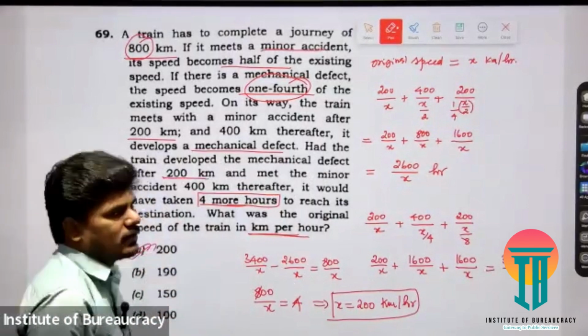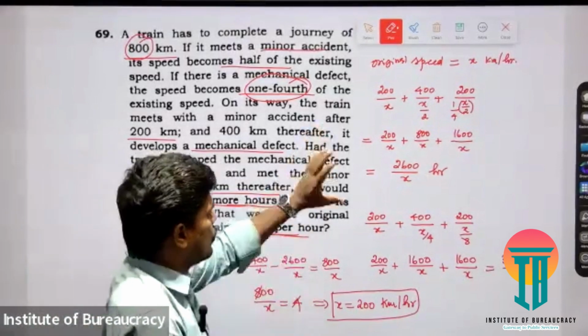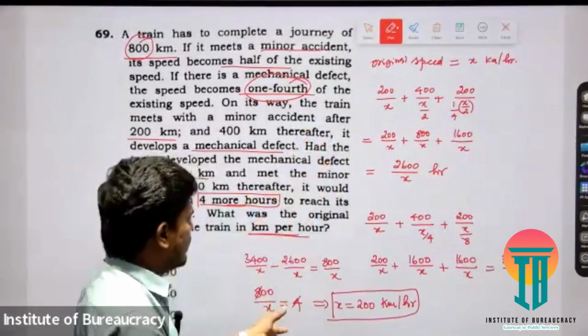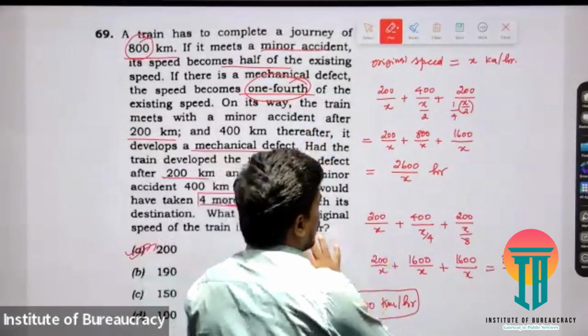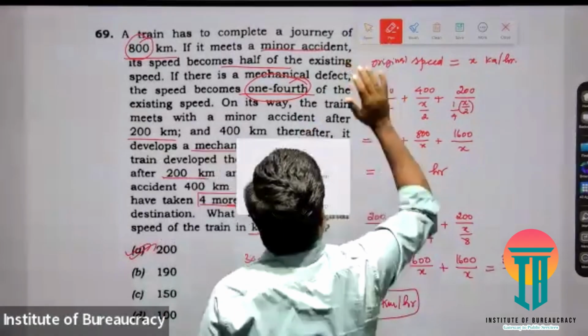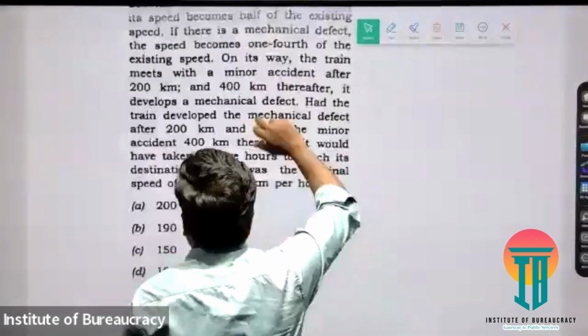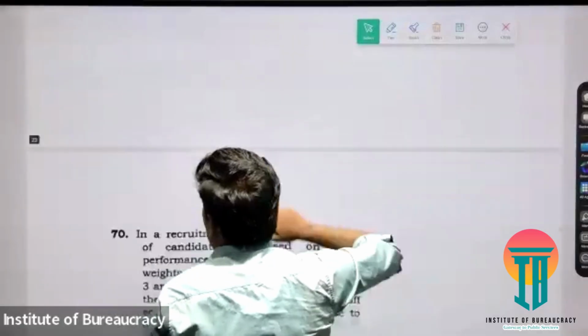Option A is the answer for the question. So from the two time differences, I'm finding the speed. We just need to go along with the question. The next one.